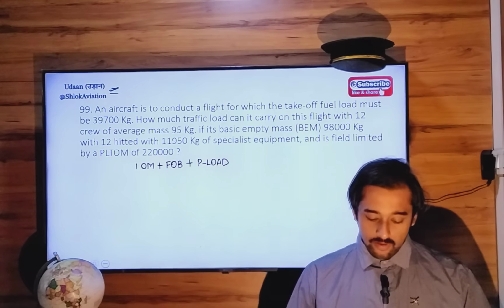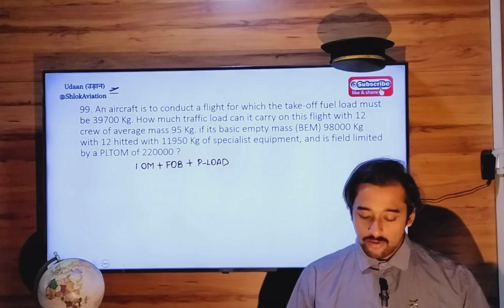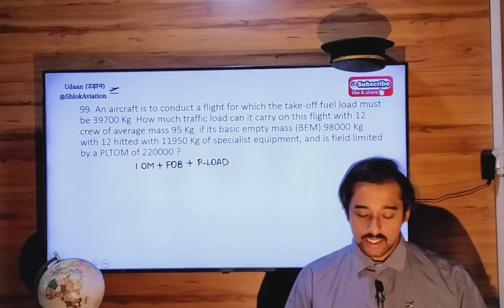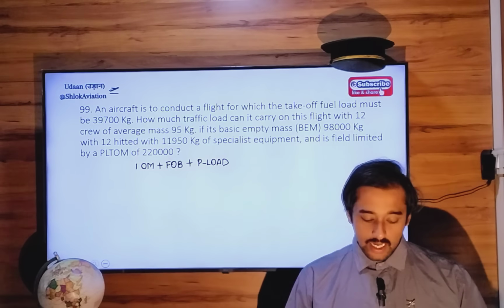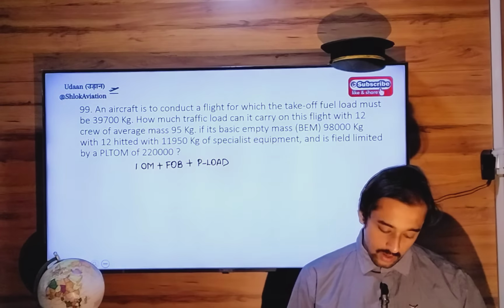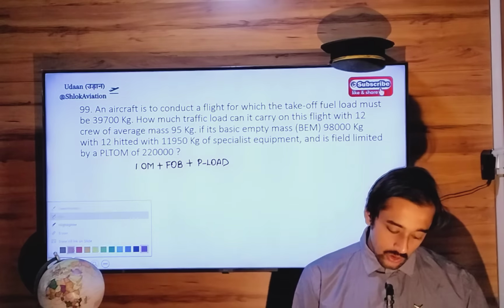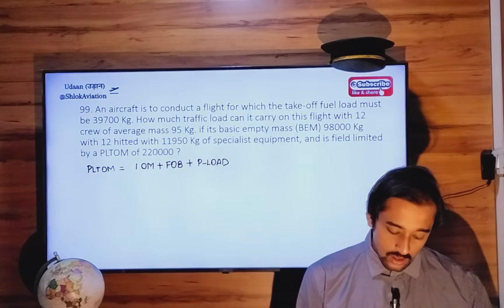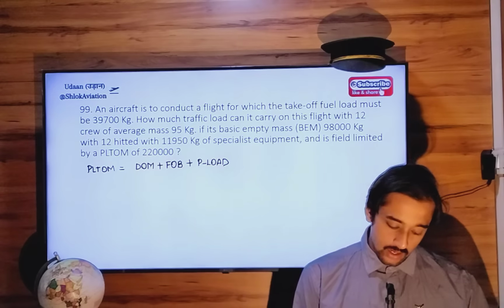Aircraft is to conduct a flight for which takeoff fuel load must be so and so. How much traffic load can it carry on this flight with 12 crew of average mass 95 kg? Basic empty mass is given and cargo is given and is field limited by performance limited takeoff mass. Now we all know that performance limited takeoff mass will be equal to DOM plus fuel on board plus payload.